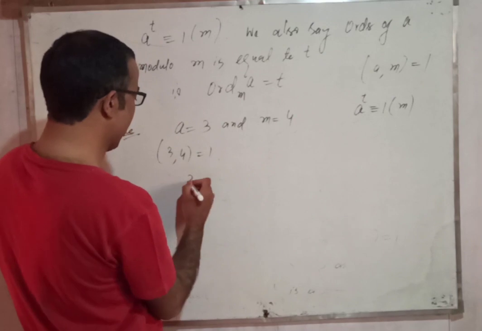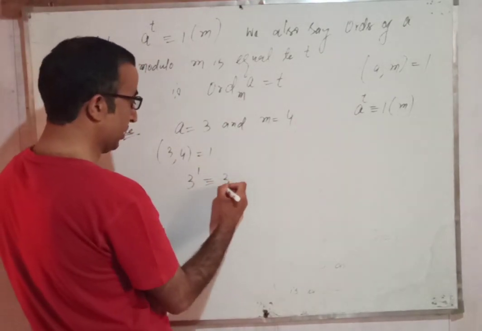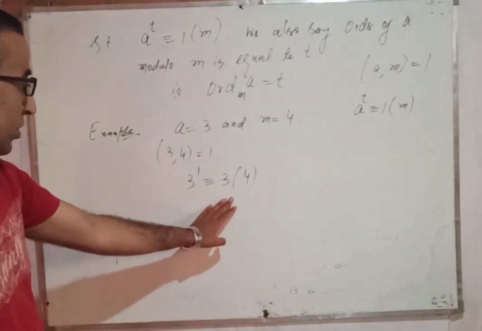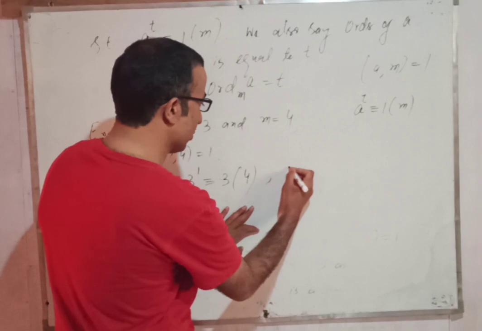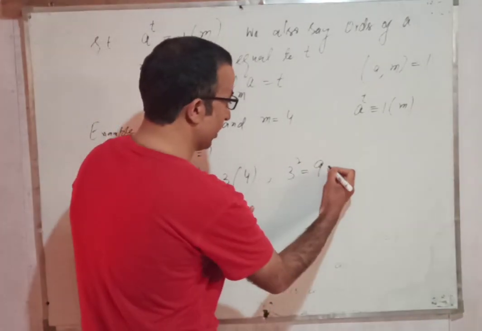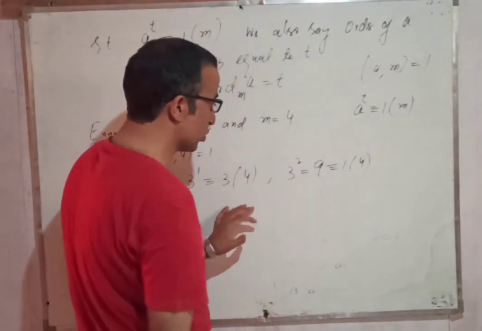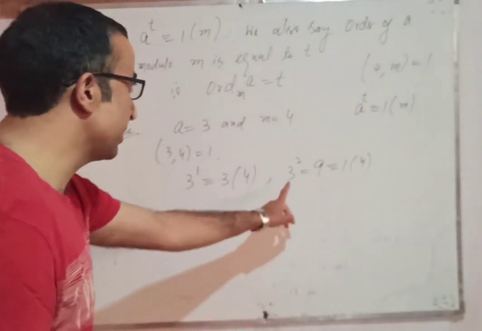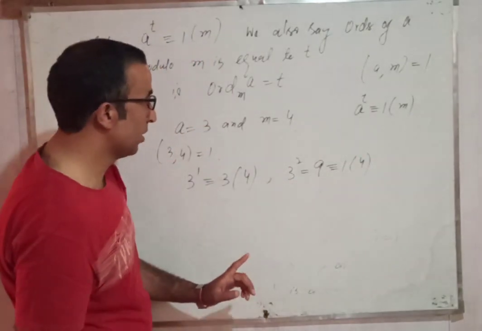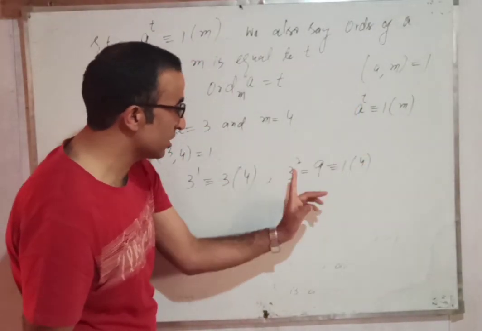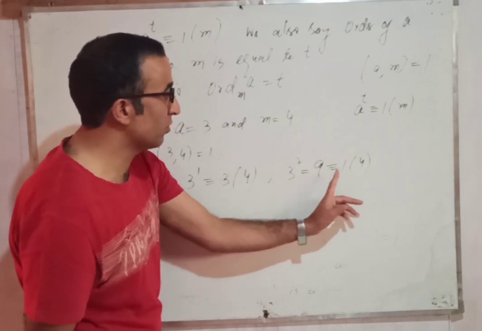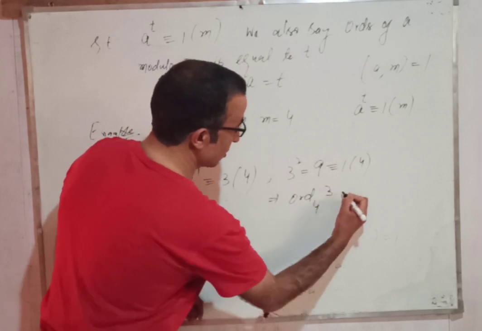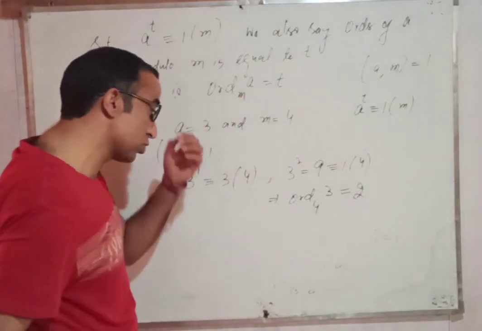If I choose 3 power 1, it is 3 modulo 4, because 3 minus 3 is 0, which is divisible by 4. If I go to 3 square, it is equal to 9. 9 is congruent to 1 modulo 4. So 2 is the smallest positive integer, because before 2 you have 1, and 1 does not satisfy the condition that 3 power t is congruent to 1 mod 4. So the smallest such t is 2. 3 square is congruent to 1 mod 4, so I can say the order of 3 modulo 4 is equal to 2, because 2 is the smallest one.